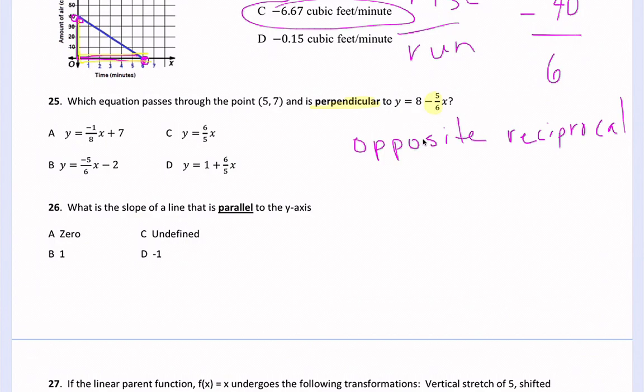Okay, opposite means change the sign. So right here, I know my slope is a negative. So opposite means change the sign to a positive. Reciprocal means flip it. Nice, it's already in a fraction, so instead of saying 5 over 6, I'm going to flip it to be 6 over 5. So I know I want my slope to be a positive 6 over 5 in order to be perpendicular to this line. So go look at your answer choices.